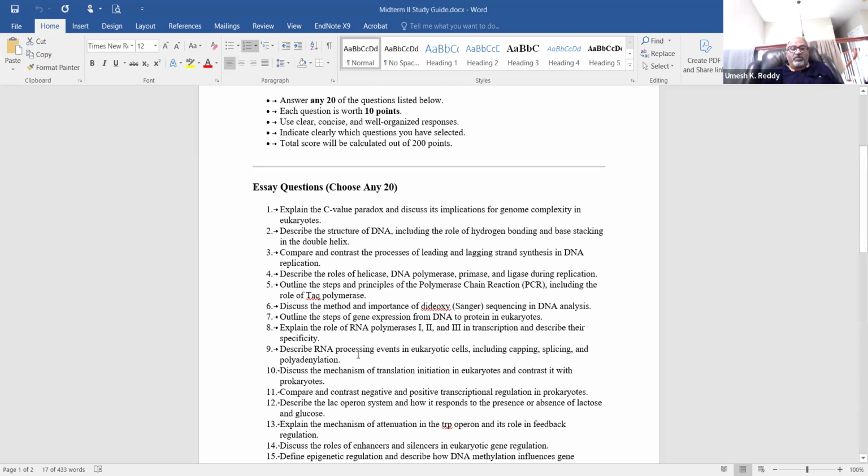So, describe RNA processing units. Again, it is the same as question 7. A part of question 7 comes here. So if you prepare for one topic, you can answer 2-3 questions. That is the trick here.